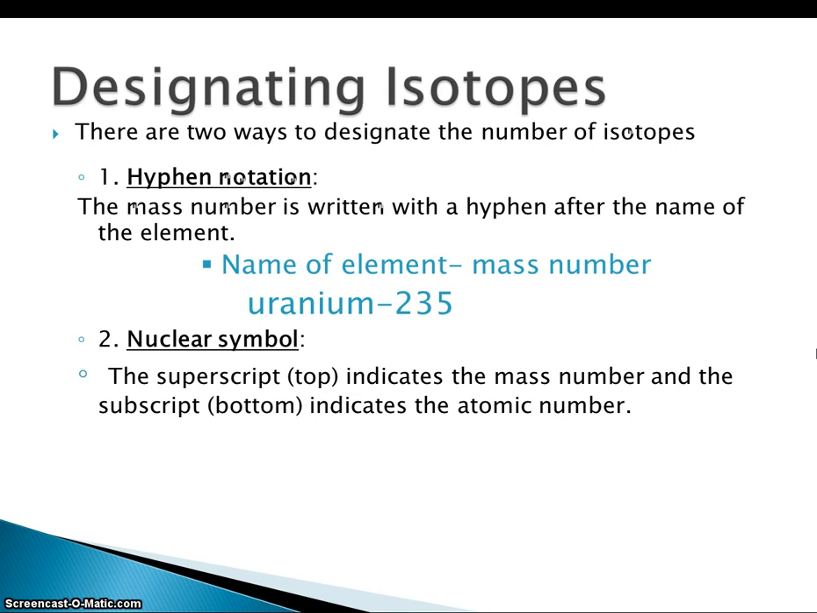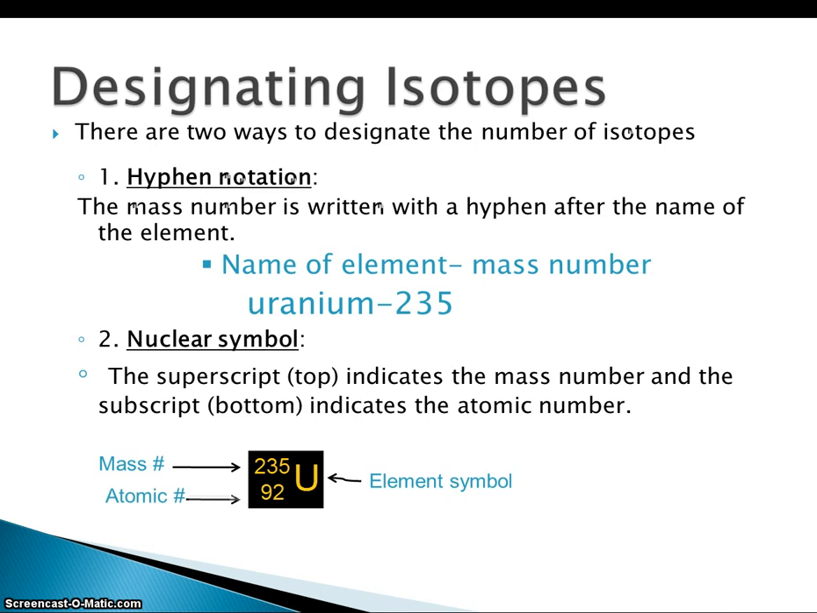The other way of doing this is through a nuclear symbol, which has subscripts and superscripts. The superscript is the top number. This is the mass number. And the subscript, or the bottom number, is the atomic number. And it looks like this. Okay, so again, we're still on uranium-235. And just to write down so you have it, that U is the element symbol that comes from the periodic table. 235 is the mass number. 92 is the atomic number. Okay, so two different ways of writing isotopes. Isotopes, again, are atoms of the same element that have different masses.